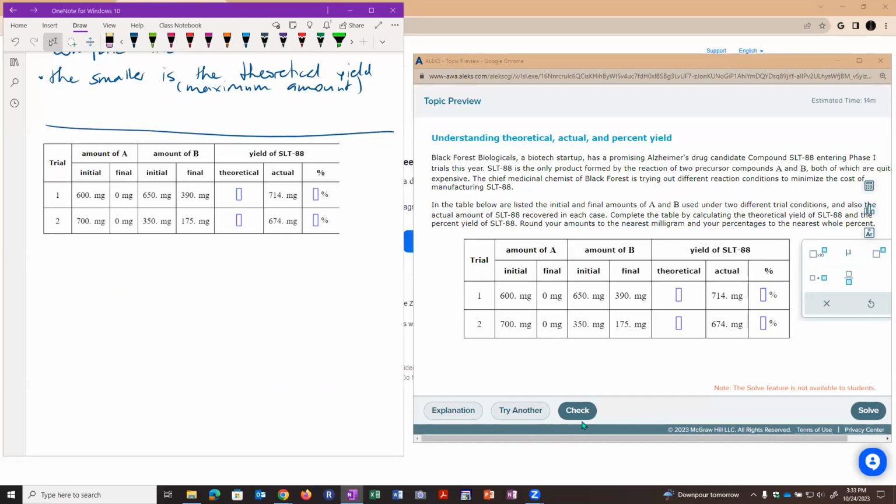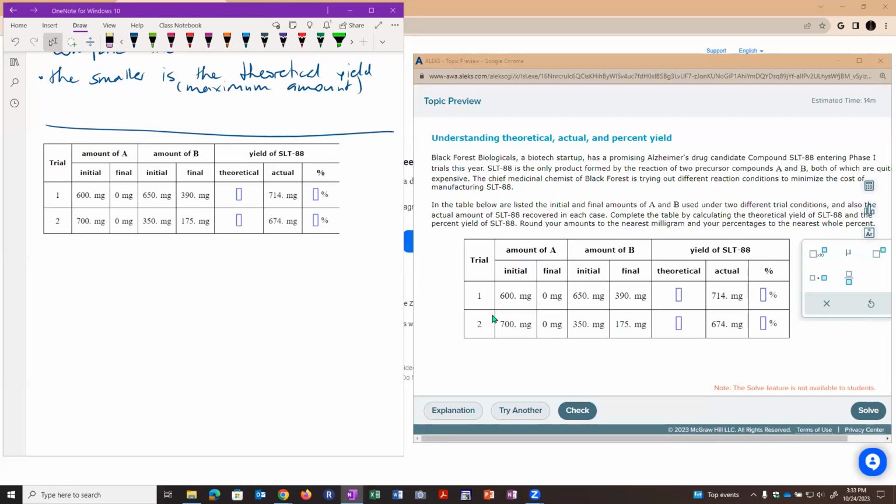All right, so in this problem, we're looking at understanding the differences between theoretical, actual, and percent yield. And we're told a bunch of information about this drug, SLT88, that's made here. The drug can be made by reacting together 2 compounds, A and B, which are very expensive. And they're trying to figure out different combinations to minimize the cost of making this particular drug.